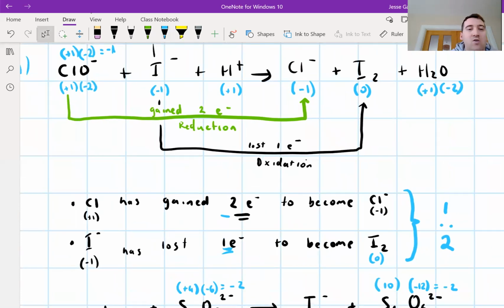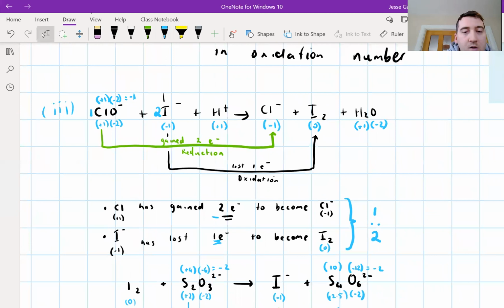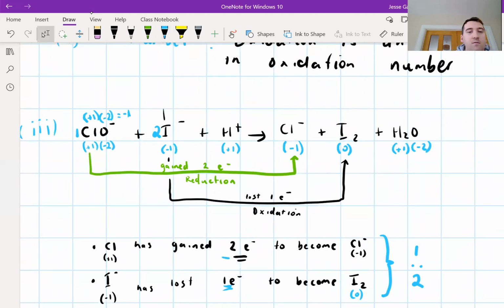So to balance the electron transfer, we've got to go back to our original equation, and we've got to balance these out up here on the left-hand side. So what we've got to do is make sure that there are 2 iodines for every 1 of these chlorines. So 2 to 1 is the ratio there. After that, you just go ahead and balance the rest of it by inspection. Make sure you've got the same number of each type of atom on both sides of the equation.